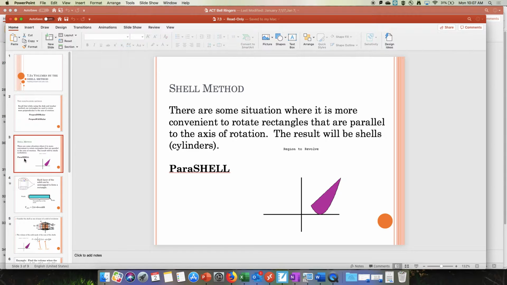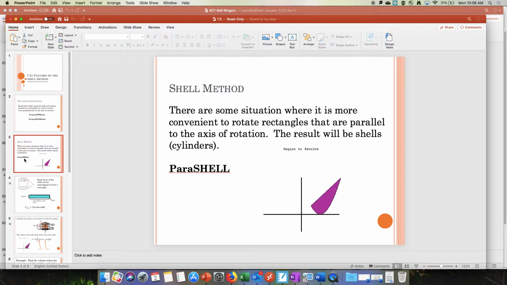Okay. So we're going to work on taking a figure, rotating it around an axis of rotation, but we're going to use parallel rectangles. Why? Sometimes it's easier to do it in dx, or sometimes it's easier to do a rotation in dy. And so if we have the option between which kind of rectangles we can use, it just gives us more flexibility to do what maybe takes less time.